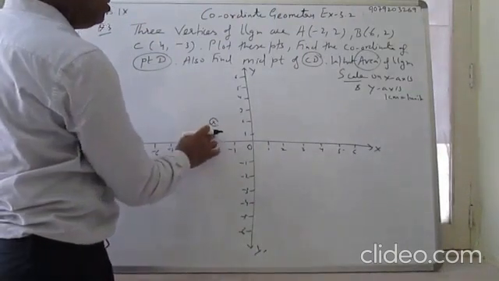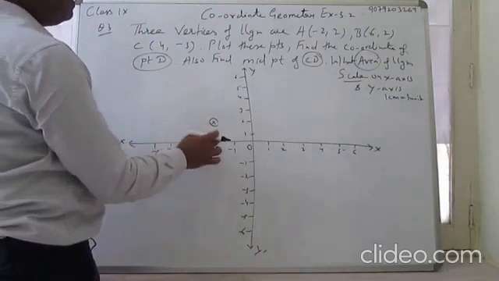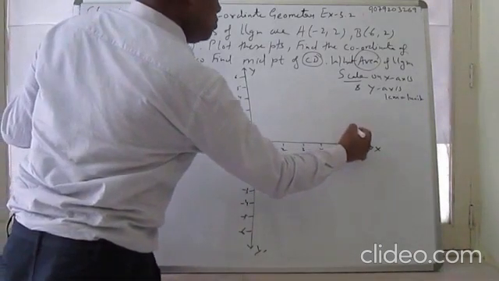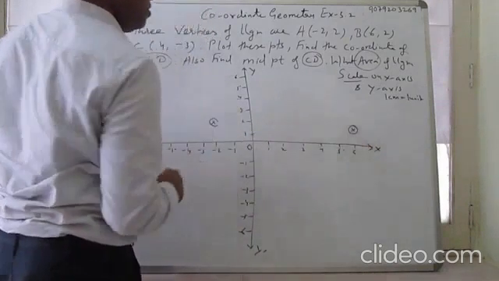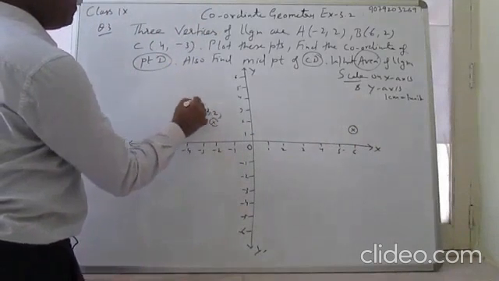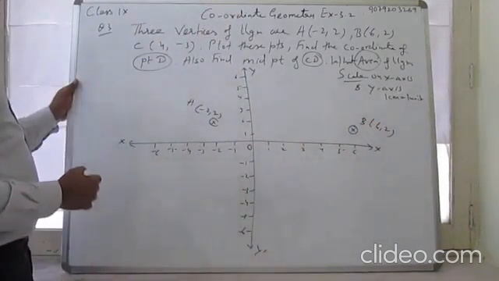-2, 2. B is 6, 2. 6 is here. B is 6, 2. This is -2, 2. This is point A. This is point B. 6, 2. What is C?